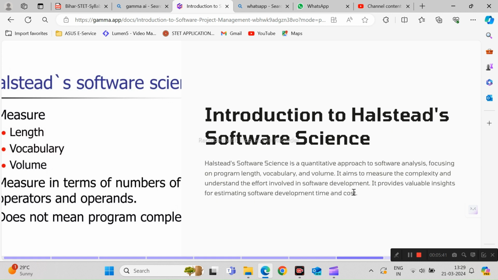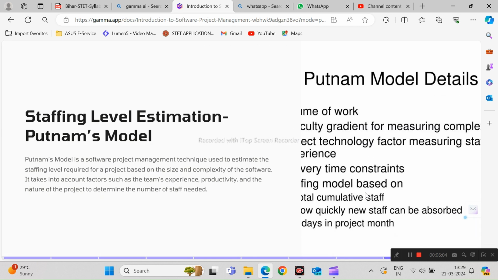Halstead's software science is a quantitative approach to software analysis, focusing on program length, vocabulary, and volume. Its main aim is to measure the complexity and understand the effort involved in software development. It provides valuable insights for estimating software development time and cost.